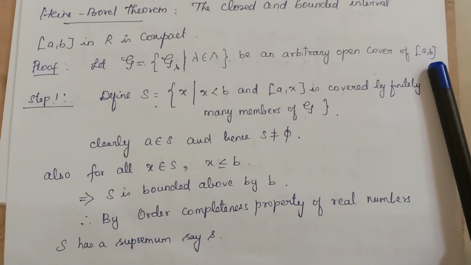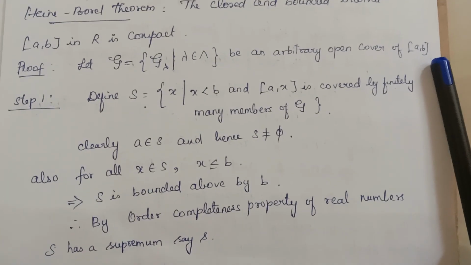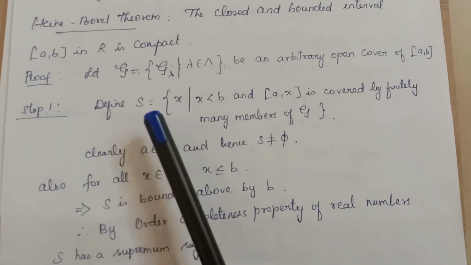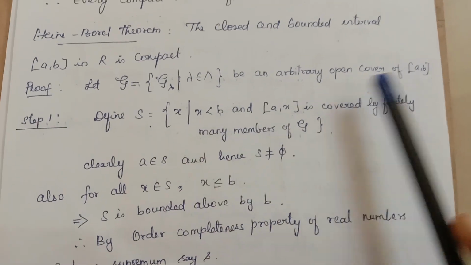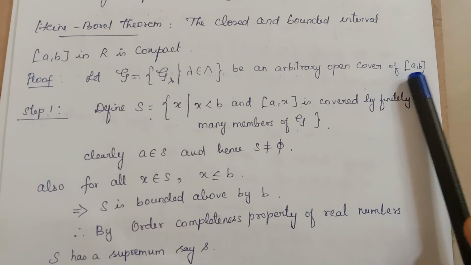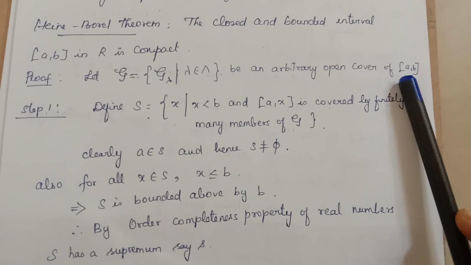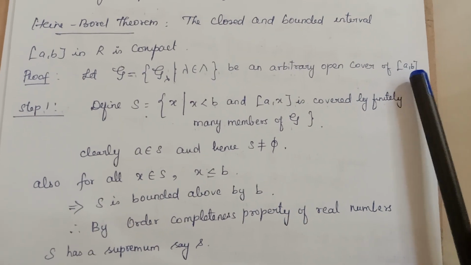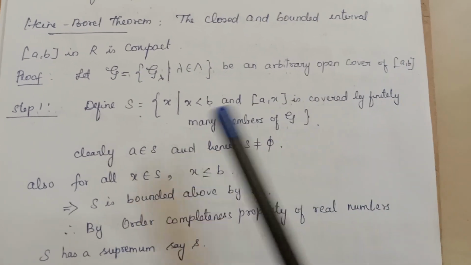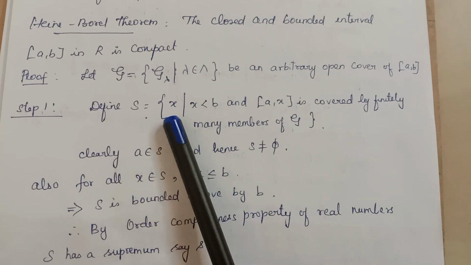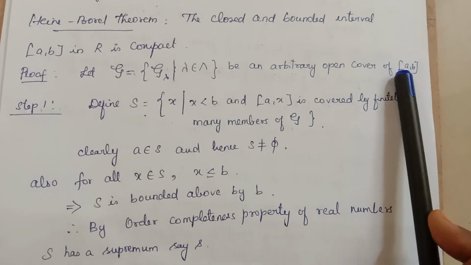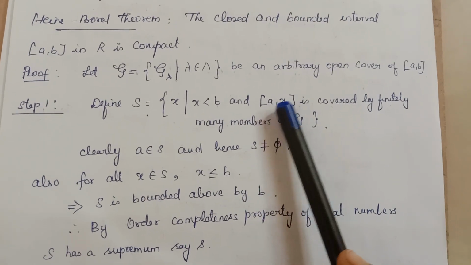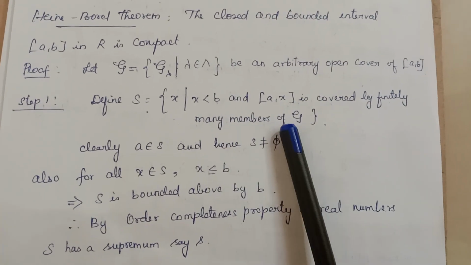I am going to prove this in three different steps. In the first step, I am going to define a set S. See, this is an interval starting from a and ending at b. I don't know whether it has a finite subcover or not. So what I am going to define is S to be the collection of all x such that x is less than b and the interval [a, x] is covered by finitely many members of G.